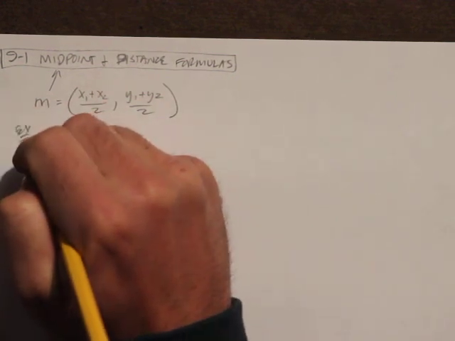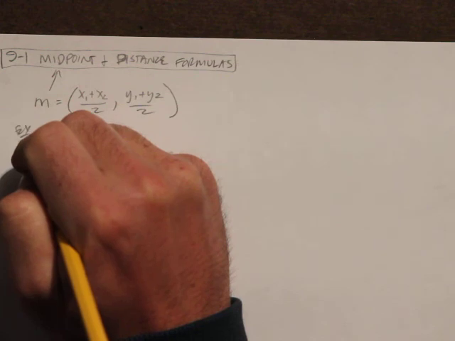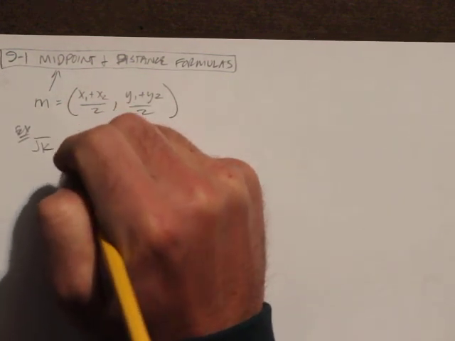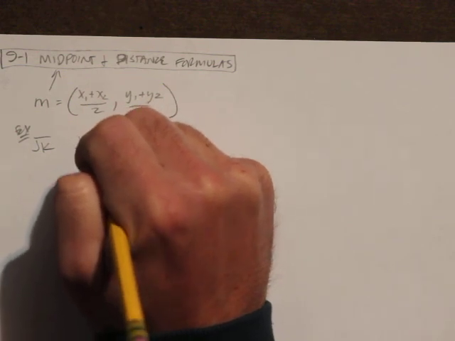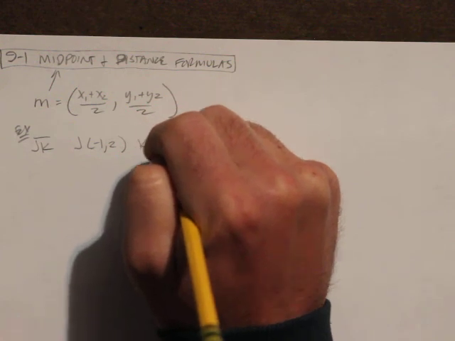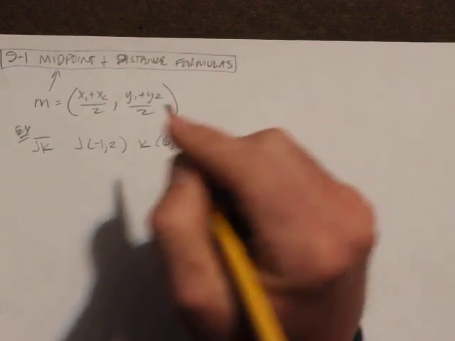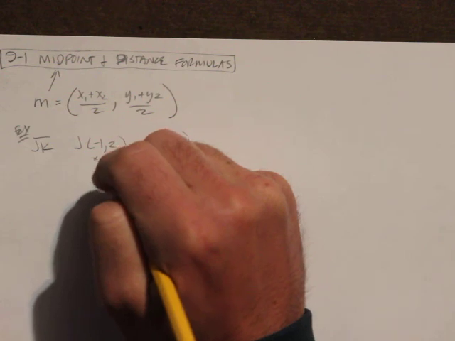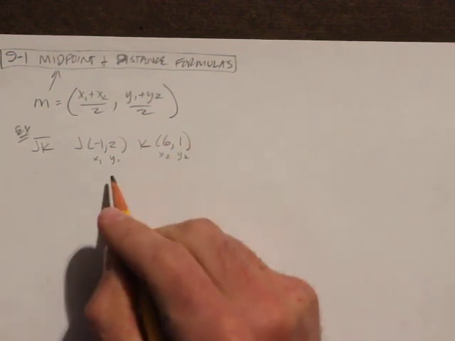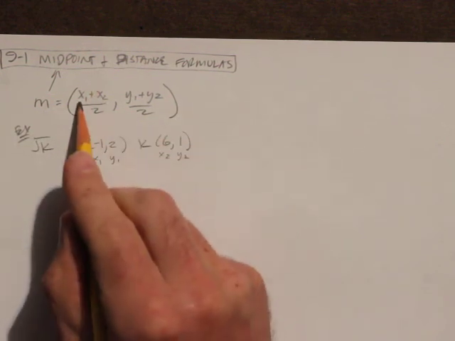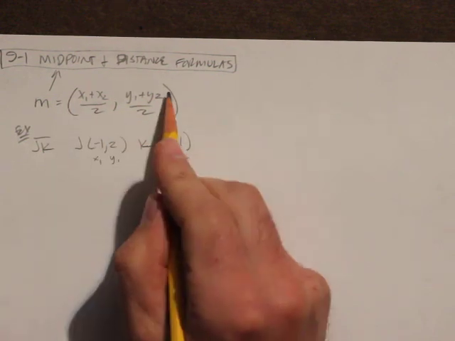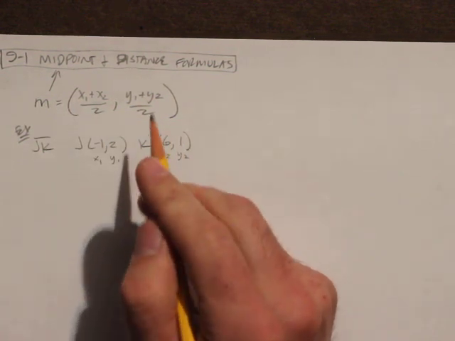So if I have a line segment that is JK, and J is -1, 2, and K is 6, 1. I've got x1, y1, x2, y2. I'm going to plug these into my formula, which remember here, x1 plus x2 over 2, y1 plus y2 over 2. Don't forget the parentheses. This is a point.